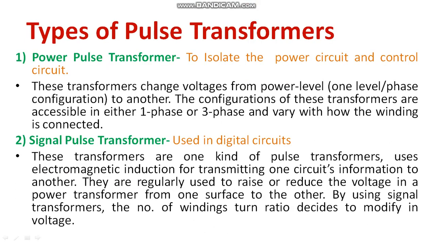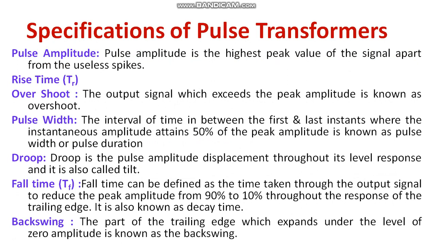There are two types of pulse transformer. One is the power pulse transformer, which is used to isolate the power circuit and control circuit, whereas the signal pulse transformer is majorly used in digital circuits. So the details I have explained here.